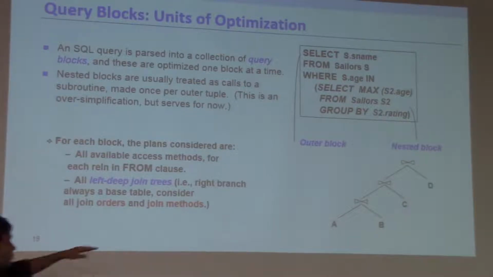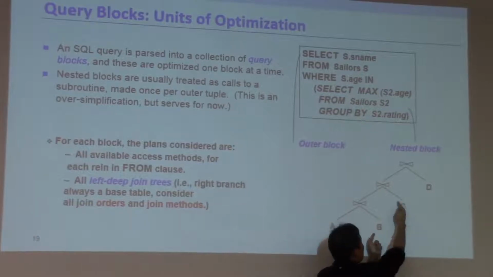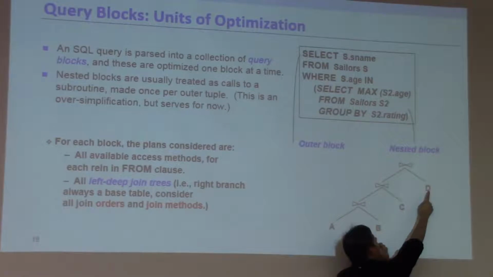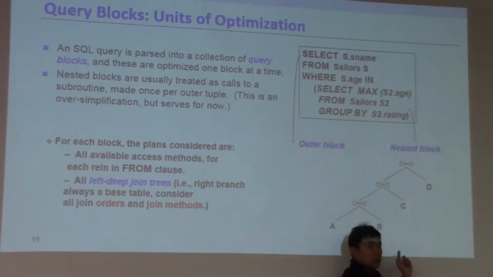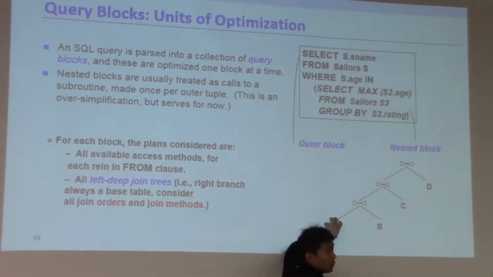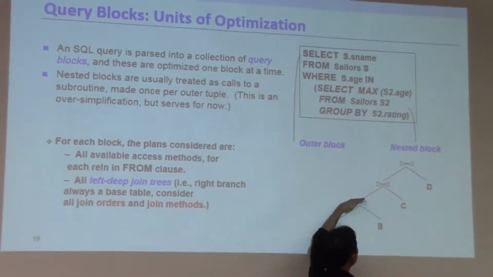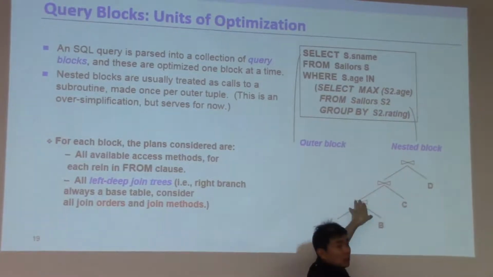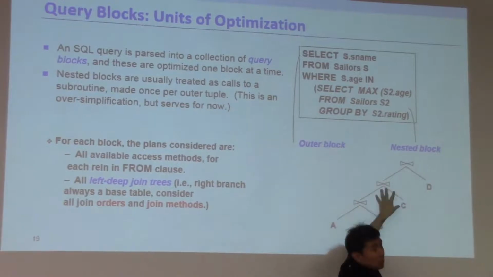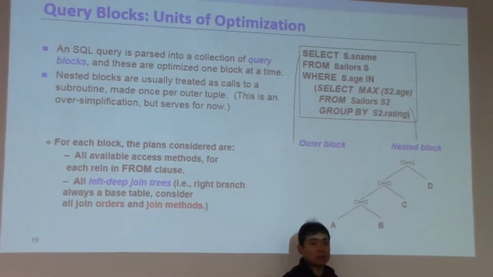So for example, at this level, my right branch is a base relation B, A join B. Then at this level, my right branch is a base relation C. At this level, my right branch is a base relation D. Your left branch, except the first level, is going to be an intermediate result. For example, at this level, your left branch is an intermediate result of A join B. At this level, your left branch is an intermediate result of A join B join C. Except the first level, where you have a base relation.